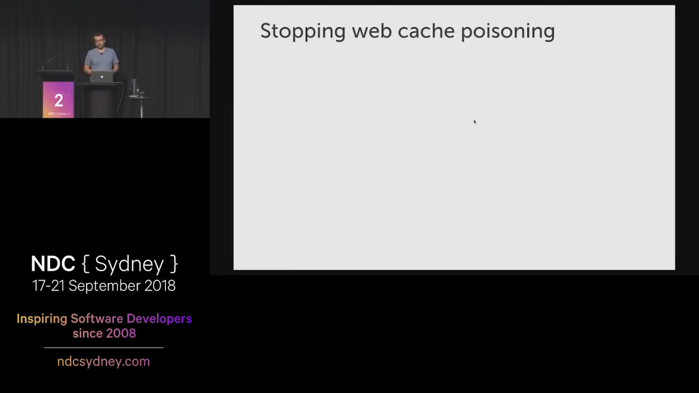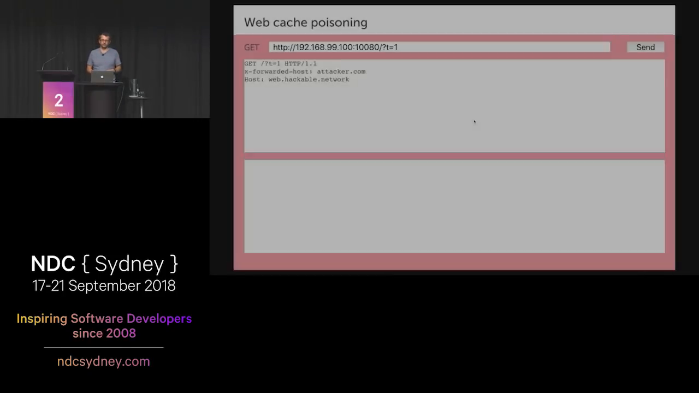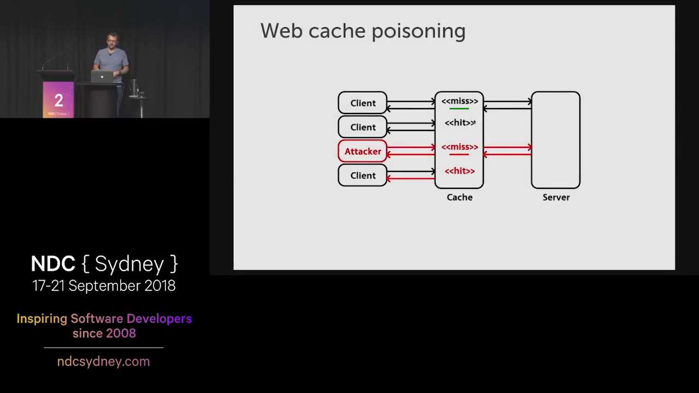So how do we stop web cache poisoning? It can be a bit difficult. We should at least not allow these headers to come in from the outside, because if we go back to this drawing here, there's no reason why this X-Forwarded-Host header should be allowed from the outside through the cache and into the server itself. It should be stopped here.